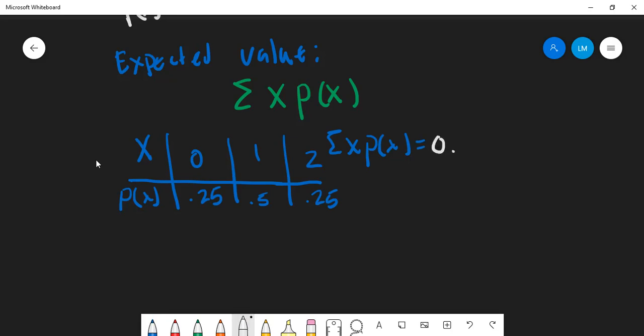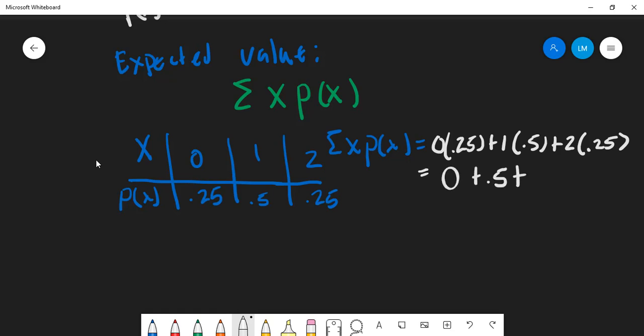0 times 0.25 plus 1 times 0.5 plus 2 times 0.25. So what this does is it gives us 0 plus 0.5 plus 0.5. Interestingly enough, if we just add this up, we get 1. So the expected value is 1.